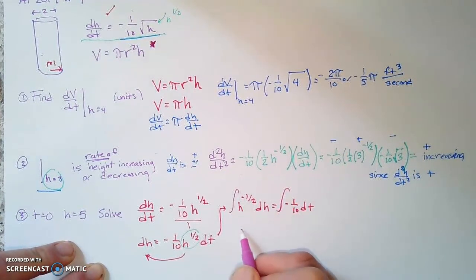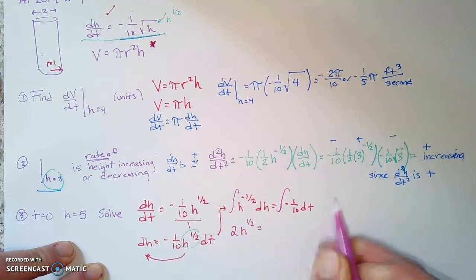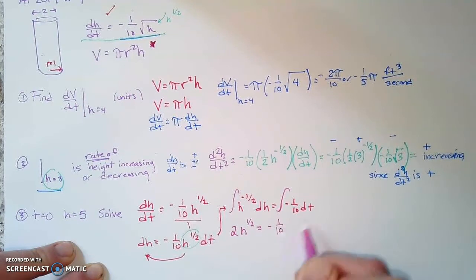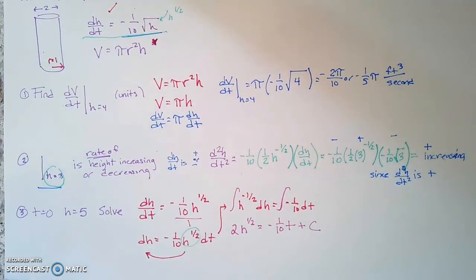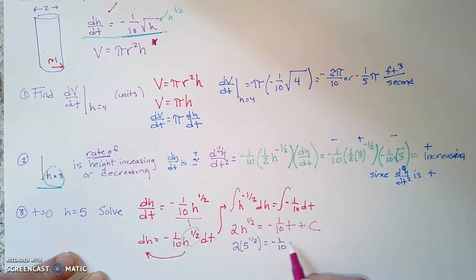Going up 1 unit brings me to h to the 1/2 with a 2 out front, the flip of it, equals negative 1/10 t plus c. So there's my solved equation. And they gave me a specific value. They want me to find c when t is 0 and h is 5. So let's fill that in. So we end up with 2 times 5 to the 1/2 power equals negative 1/10 times 0 plus c.